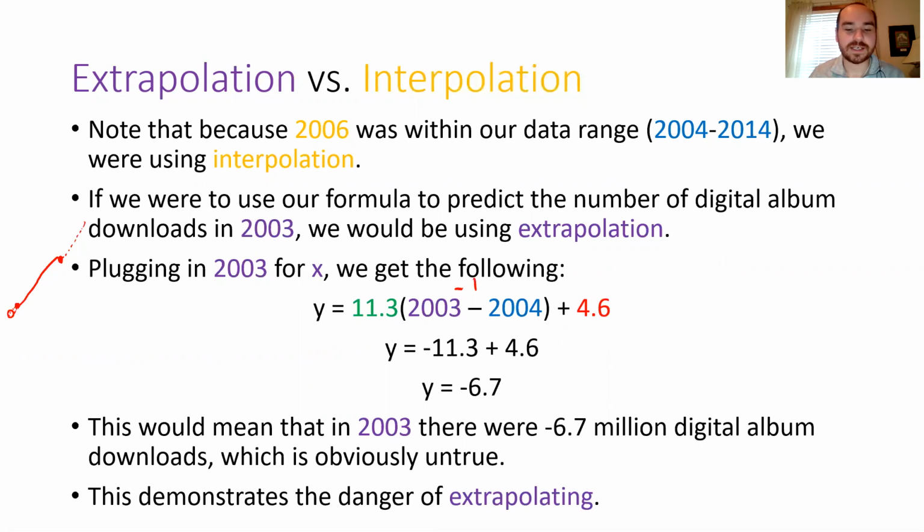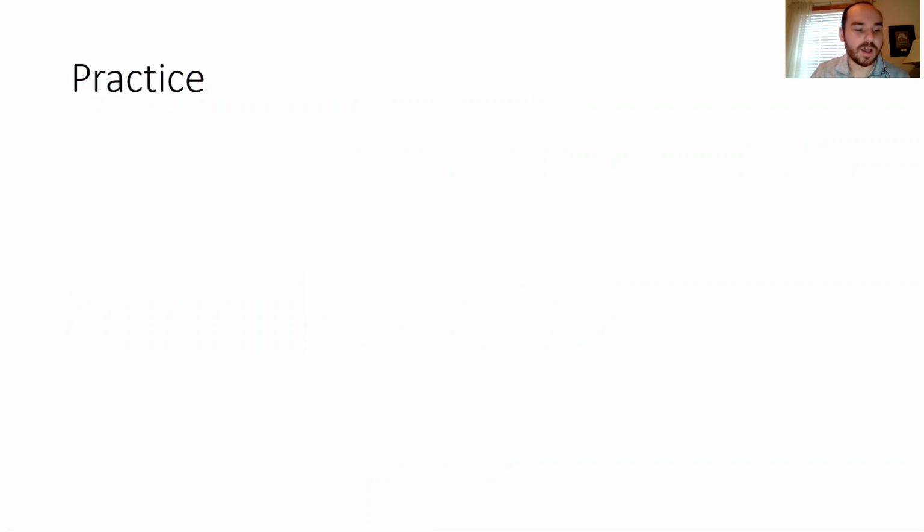So this shows us the danger of extrapolating. Similarly, if we looked at like the year 3000, you'd have some ridiculous number of digital music downloads that just doesn't make any sense. And that's even assuming that computers are still used in the year 3000, which is probably unlikely. So extrapolation can be kind of dangerous, especially the further away you get from your data set.